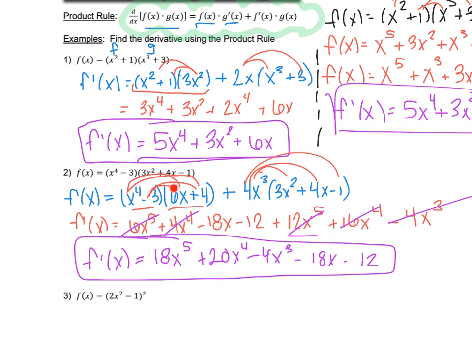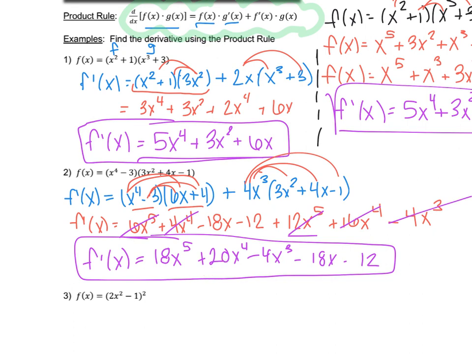Another thing we could have done on number 2 is you could have distributed these first two terms through the second term. You would have had a nice long polynomial, and then you could have just used the good old power rule to get to this final answer.